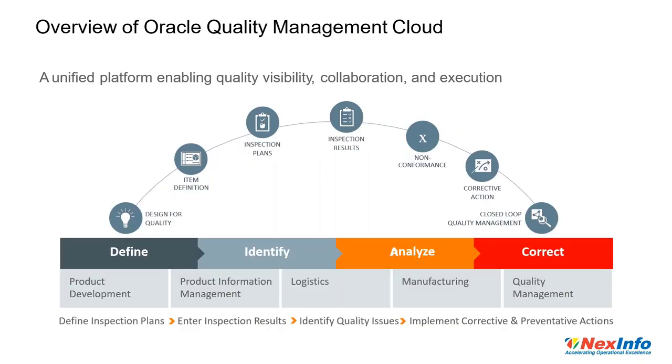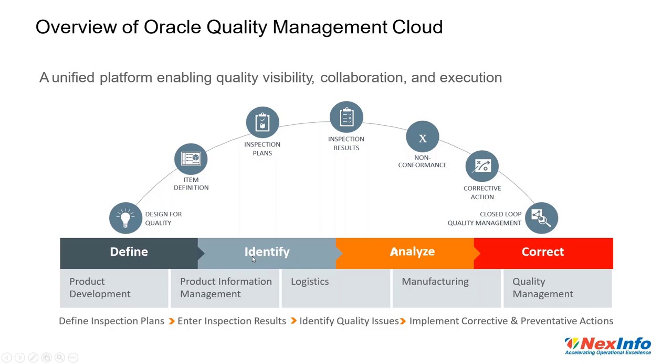So giving you an overview of what constitutes Oracle Quality Management Cloud. It's a unified single platform enabling quality visibility, collaboration, and execution. If you see the streamline of quality, there are four distinct pillars: a define phase, identify phase, analyze phase, and the correct phase. In the define phase, this is where you design for quality, where your product engineering team or new product engineering team works with a quality team to determine all the item characteristics for quality.